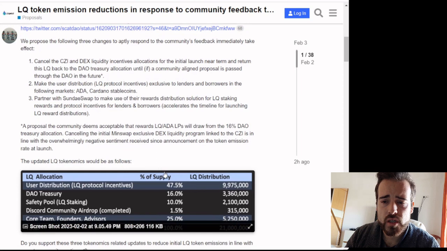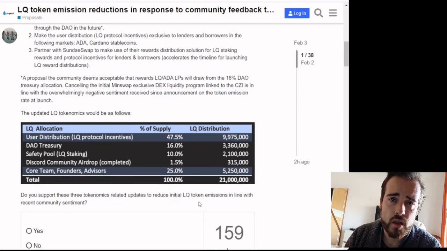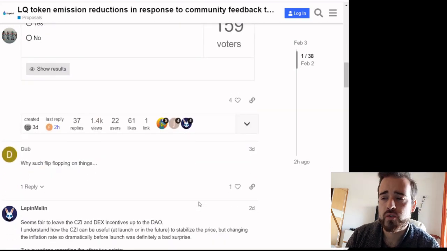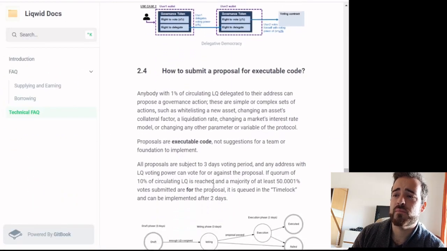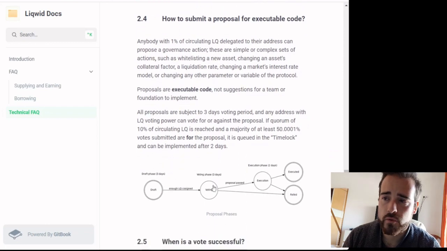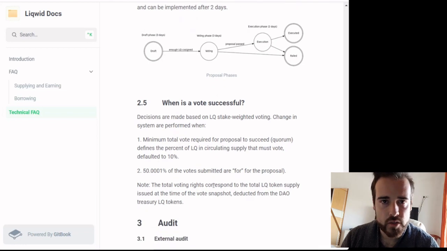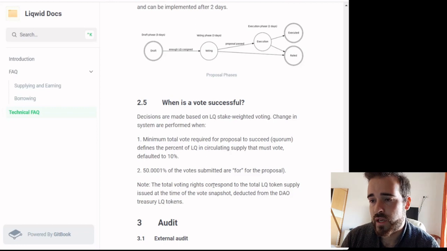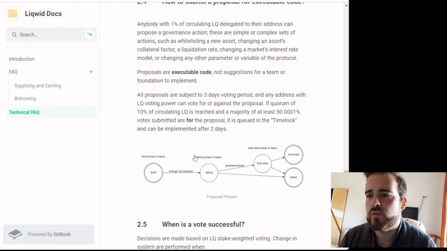So yeah, you can do all kinds of proposals and vote on them and decide the future. You just need to have your LQ token staked, and you need to have 1% support to actually go through with propositions. You also need 10% participation to ensure that the vote can actually be passed and the changes can be implemented. And of course, the changes that will be implemented are the ones that have the majority of the votes on this voting.